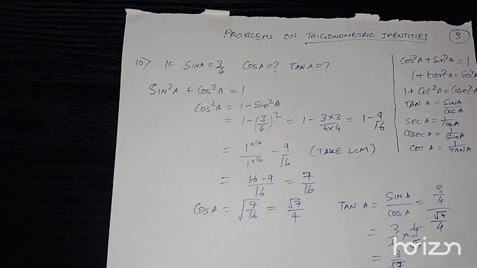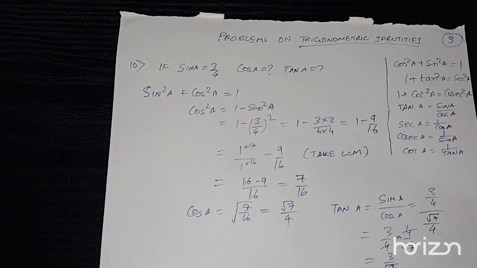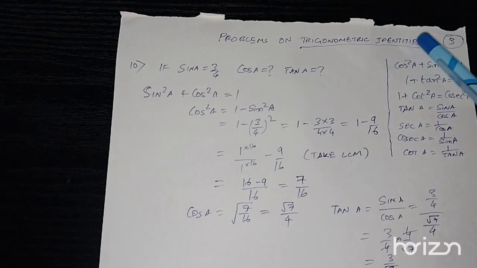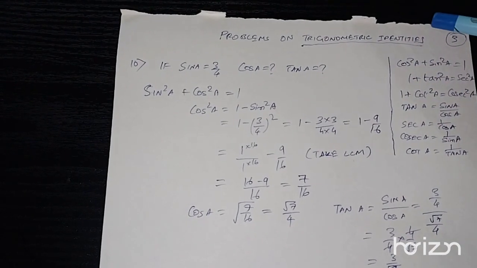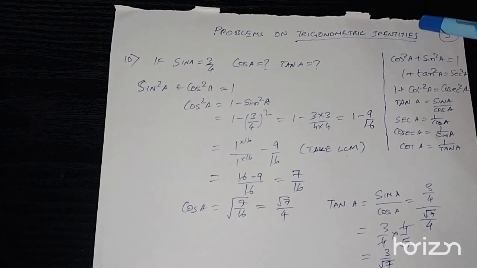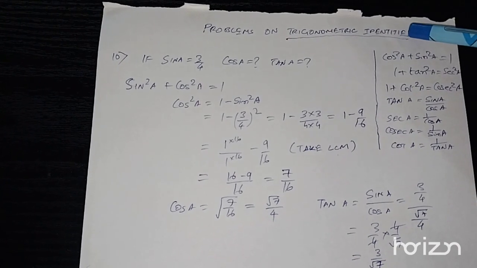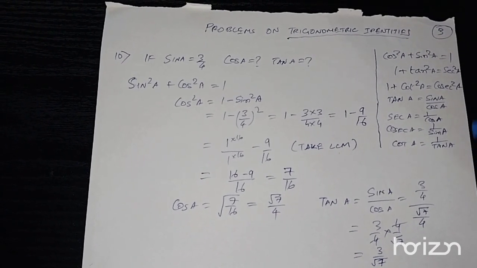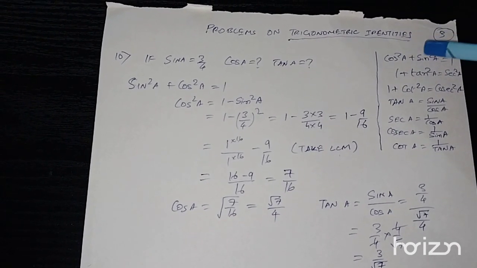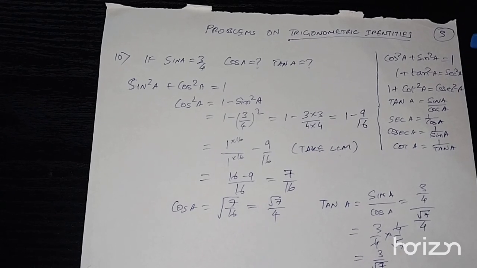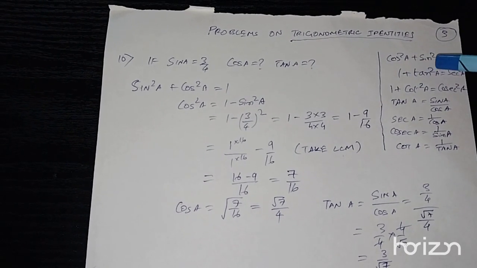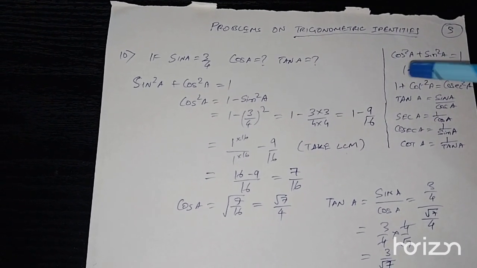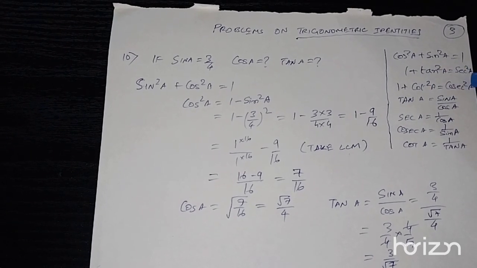Hi friends, so let's look at some of the problems which can be solved using trigonometric identities. Whenever you want to solve trigonometric identities problems, you have to remember the identities which are as below. So cos squared a plus sin squared a equal to 1, that is one identity. 1 plus tan squared a is secant squared a, and 1 plus cot squared a is cosecant squared a.